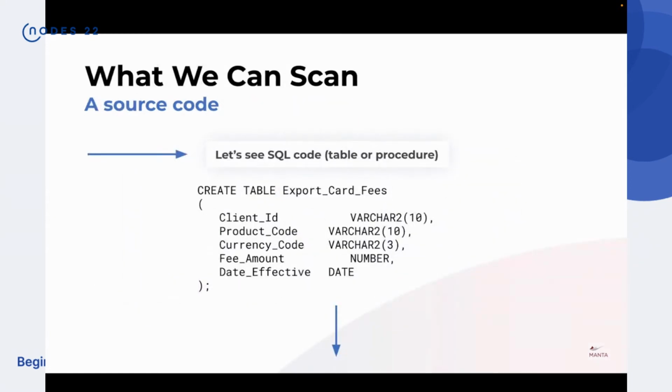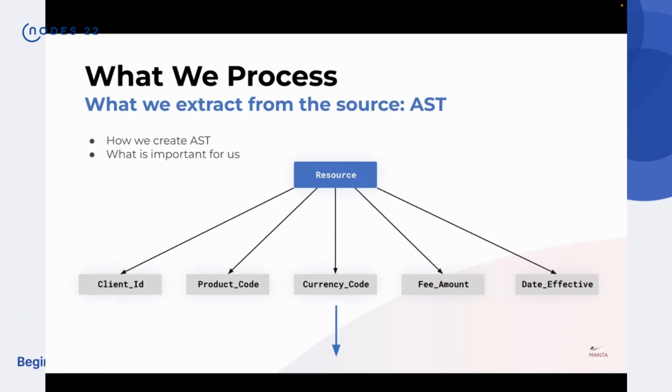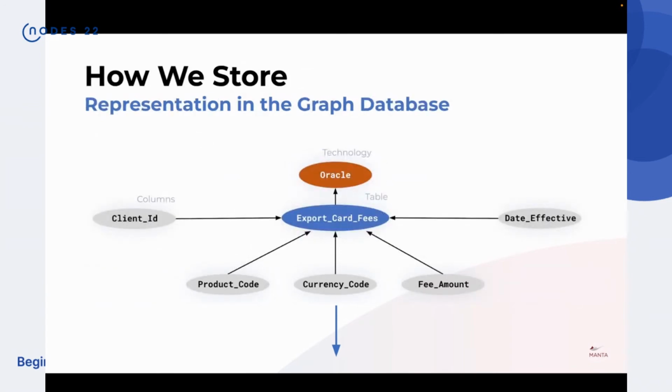What do we scan, and how do we get the data from the source systems into the graph database? We usually start with some SQL database definition. Here on this slide, you will see a create table statement. We have special analyzers, and they parse it and create the middle product, the AST. The middle product is filtered again and stored into the database in the structure we are already familiar with. So you recognize the technology, in this case Oracle. This is a table, and its columns, as you have seen before.